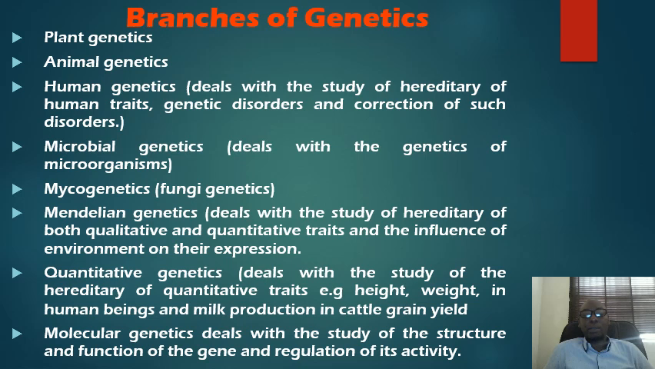Mendelian genetics, which is what we're going to look at in this first topic of this lecture, deals with the study of heredity of both qualitative and quantitative traits and the influence of the environment on their expression. Quantitative genetics deals with the study of the heredity of quantitative traits, which are traits that are measurable, such as height, weight, milk production in cattle, as well as grain yield in crops. Molecular genetics deals with the study of the structure and function of the gene and the regulation of its activity.